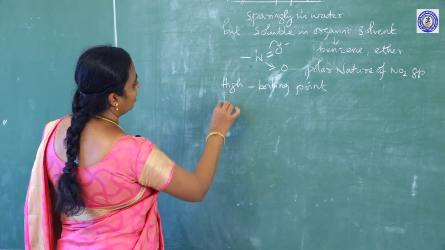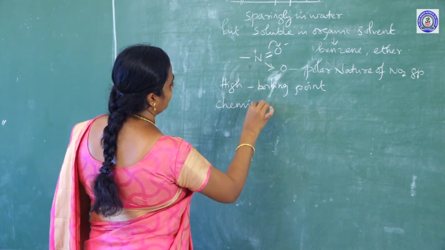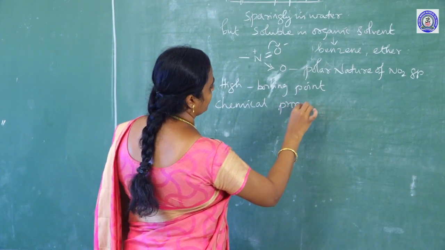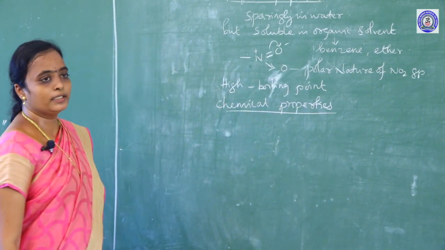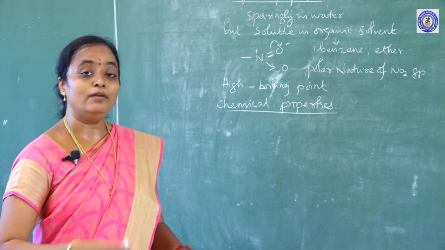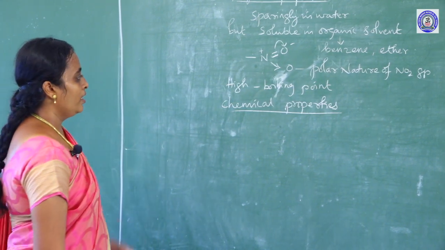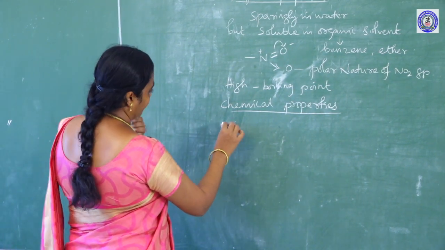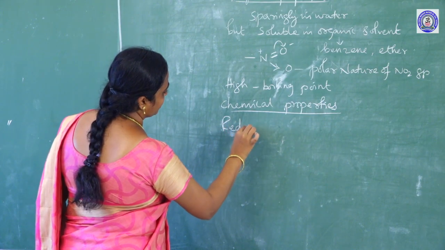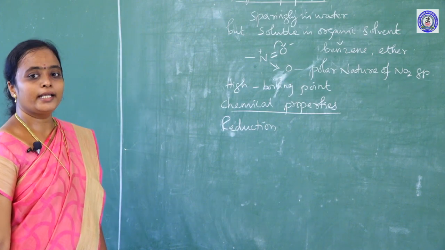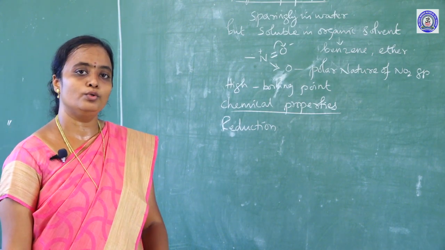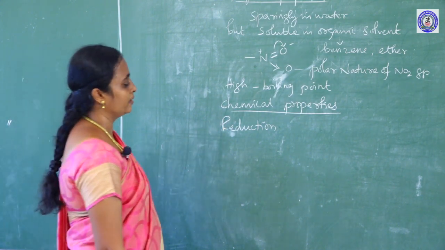Next, coming to chemical properties. What are the chemical properties? How does this nitro compound take part in reactions? If I am taking reduction, for this aliphatic system I can use it in only two types.